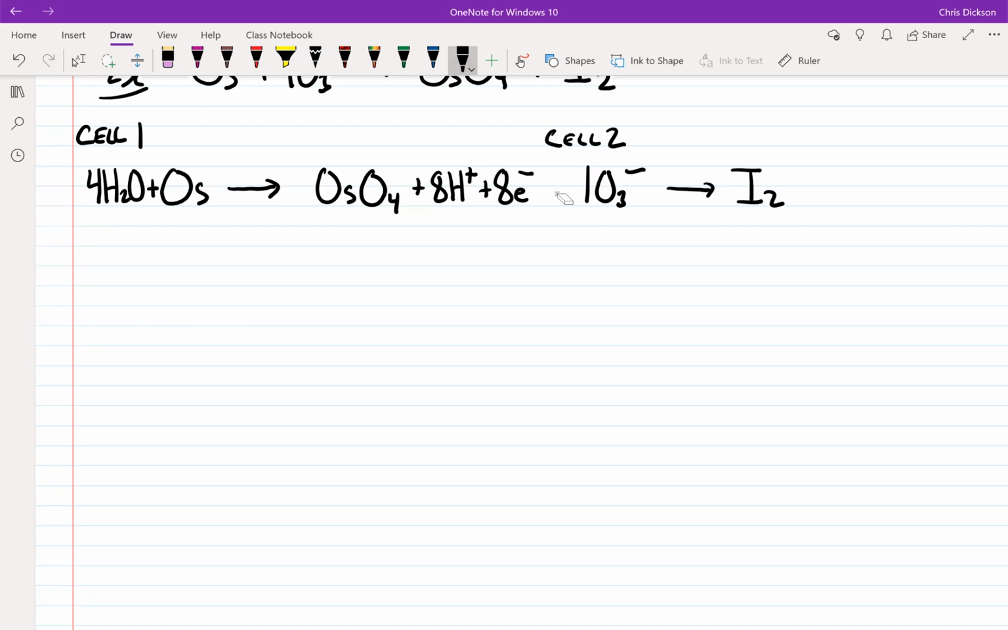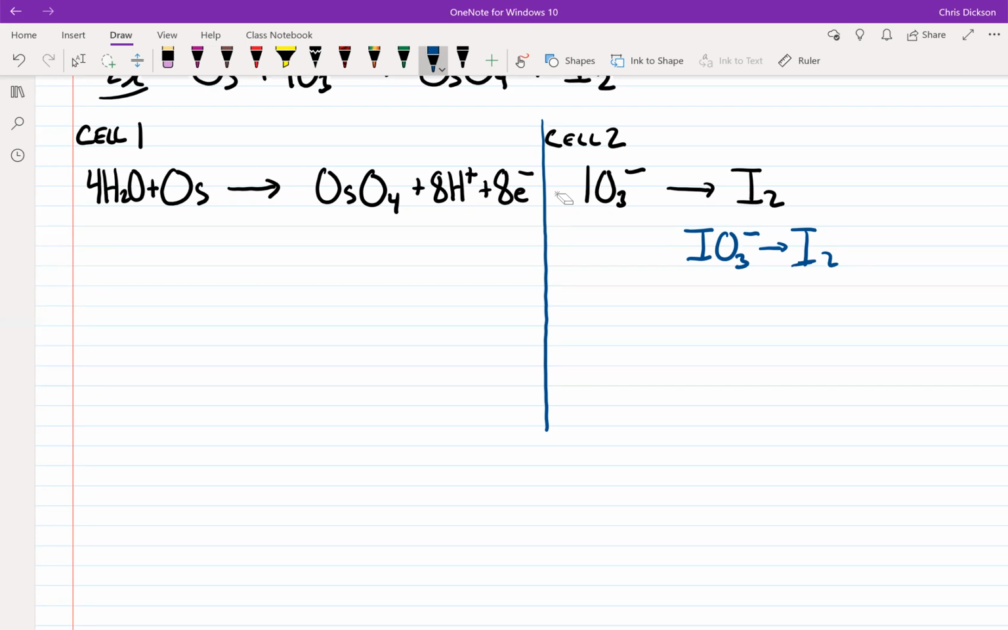Okay, and now I've got to balance the other half. So now I've kind of gotten pretty squished up here. So I'm going to just draw a line down the side here so I don't confuse these things. And I'm going to write IO3 minus here. And that's turning into I2 here. So first thing is major species.